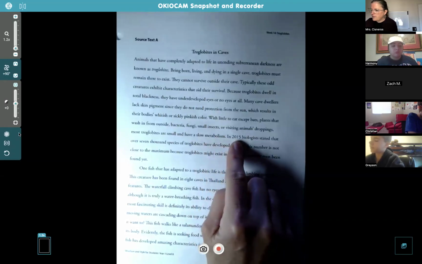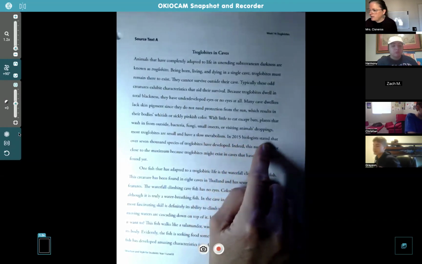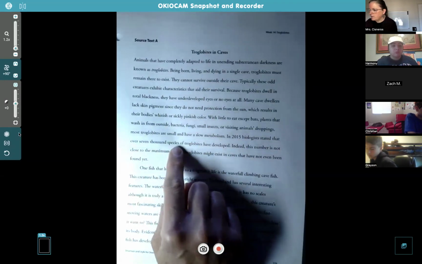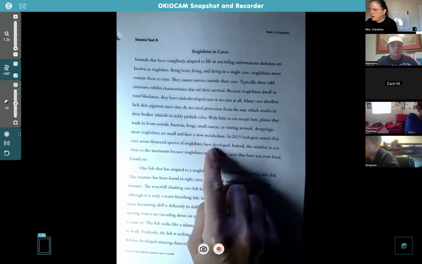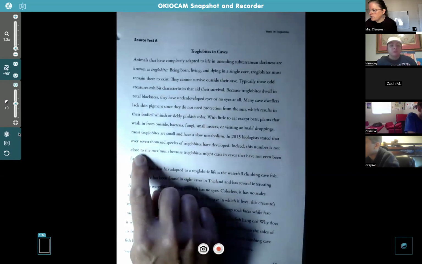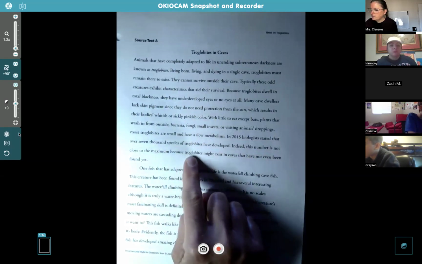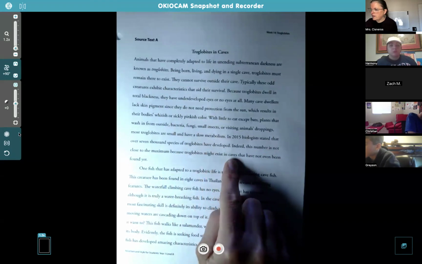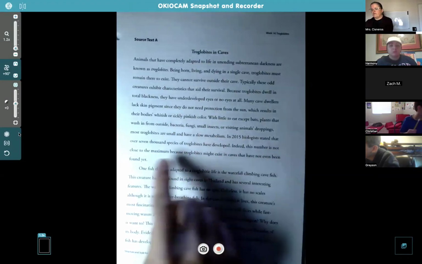In 2015, biologists stated that over 7,000 species of troglobites have developed. Indeed, this number is not close to the maximum because troglobites might exist in caves that have not even been found yet.